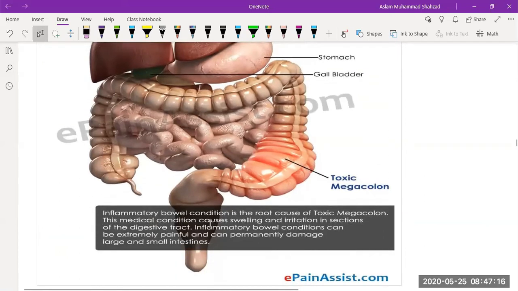And inflammatory bowel condition is actually the root cause of toxic megacolon, as we know, because it is a medical condition which causes swelling and irritation in sections of the digestive tract and can be extremely painful and permanently damage the small and large intestine.